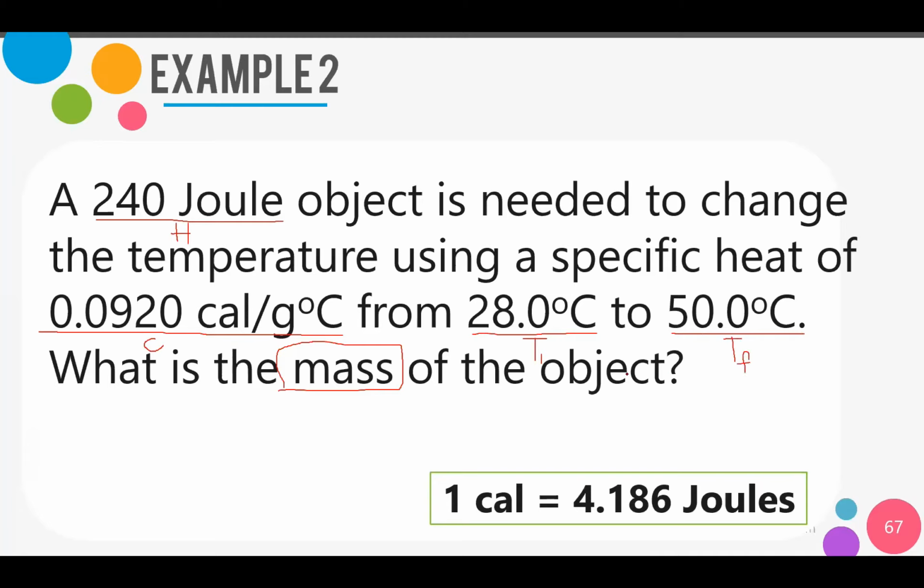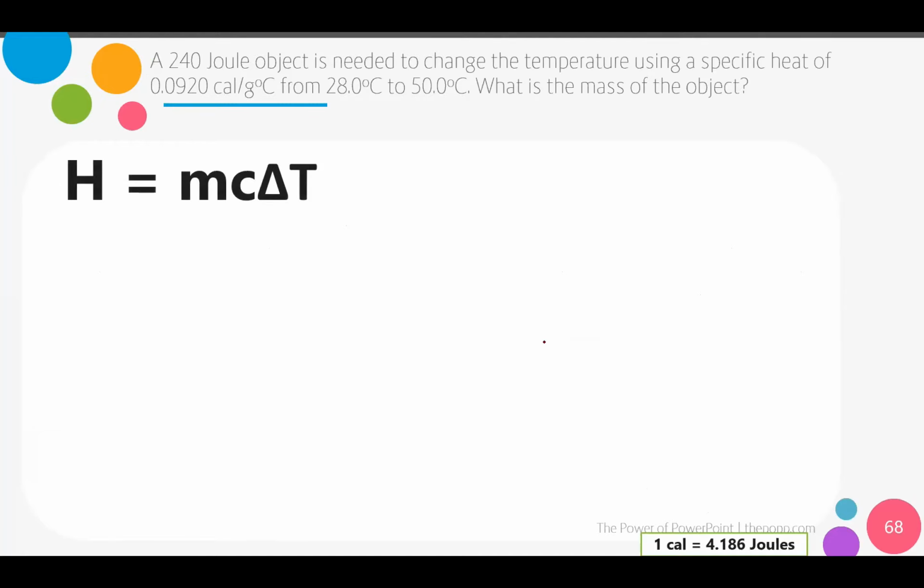So using the equation H is equal to M times C times delta T. Okay. So before we can substitute our given, first, since the unit of our heat transfer and the specific heat are different, our heat absorbed is in joule and our specific heat is in calories per gram degree Celsius.